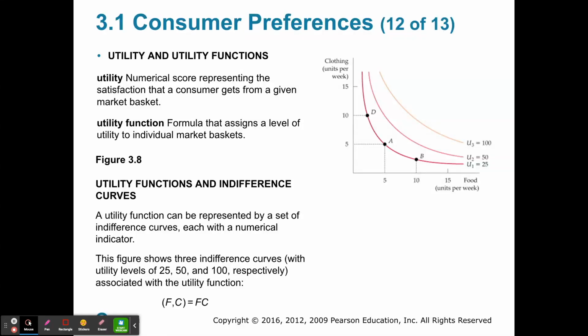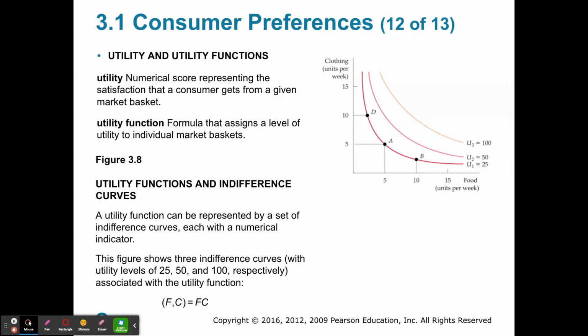Again, we attach a utility number, a kind of satisfaction level, with each indifference curve. The further it is from the origin, the higher the utility number that's attached to it. And that person would be equally happy having any basket on that bundle.